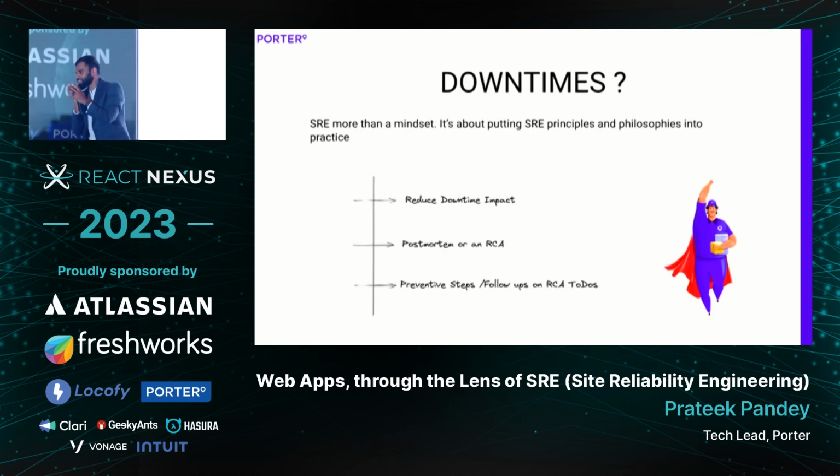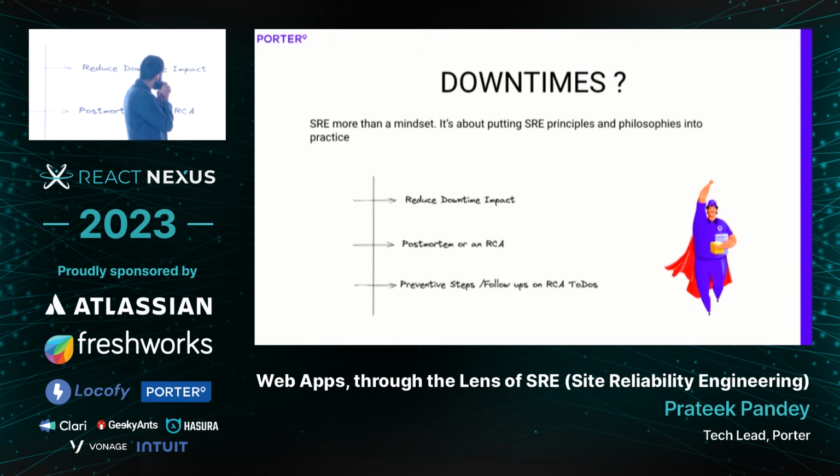Downtimes. Guys, so SRE is more than a mindset. We all say it is all in our mind. I do believe it. But SRE is when you put all the principles and philosophy into practice, that is where your systems start improving. When you have a downtime, what to do when you have production issues? First of all, as you say, mitigate. Try to make sure that you reduce your time to downtime, the start to end time, and the depth, the number of web services getting affected. Then do a post-mortem or an RCA, which is basically sketching a timeline: how the downtime happened, what were the facts, and what you need to do to fix them. Then you follow up on your to-dos, right?